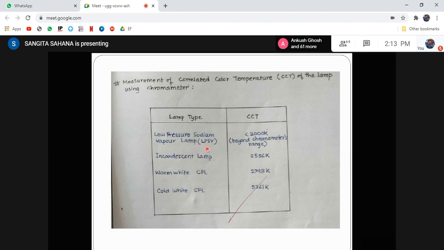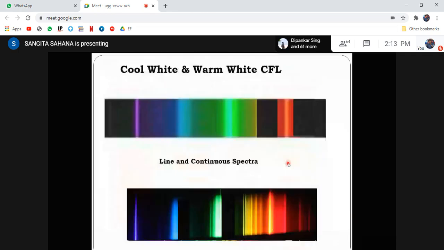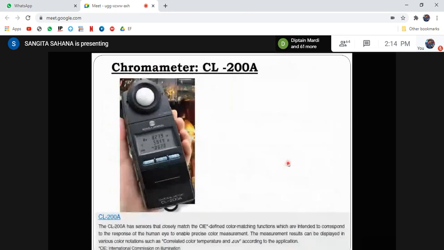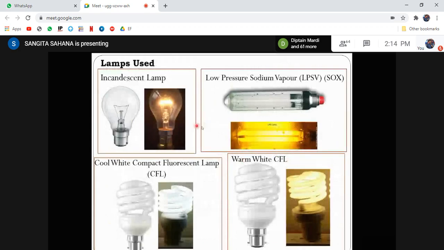Now for this low pressure sodium vapor lamp, the CCT is below 2000 Kelvin, which is beyond the range of the chromometer. So we cannot measure this one, but for the incandescent and the CFLs, these are the values. You can see the CCT values of the incandescent lamp and warm white CFL are very close, 2556 and 2798. Those two are very close. That means the color appearance of this incandescent lamp and the warm white CFL are very much closer.